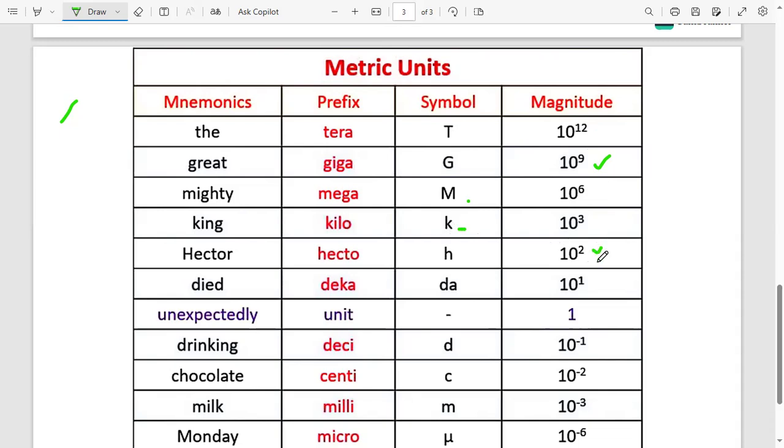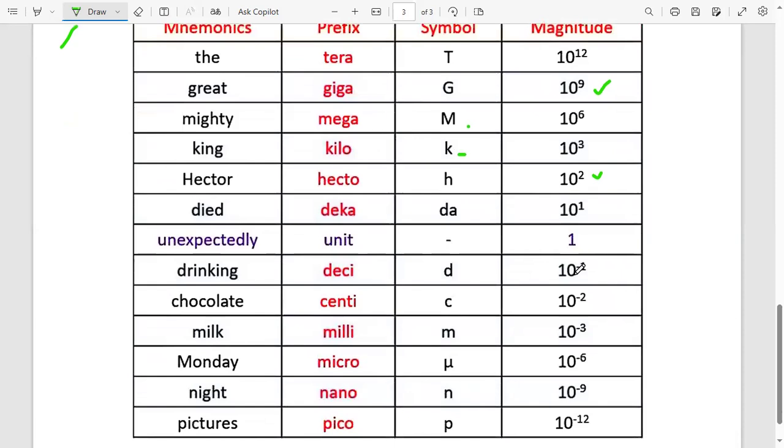10 to the power 2. And then we have the deca, which is 10 to the power 1. And then here you put the SI unit. Where there is 1 is where we're going to be putting some of the SI units. And then below 1, we start again.